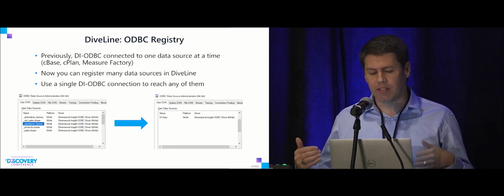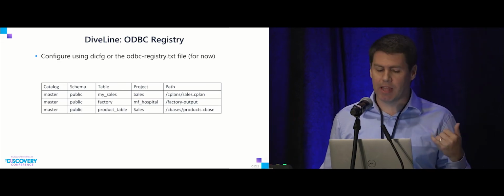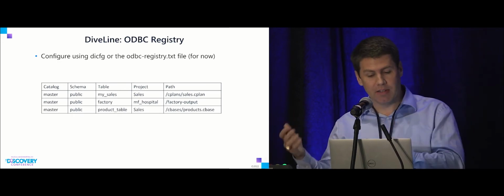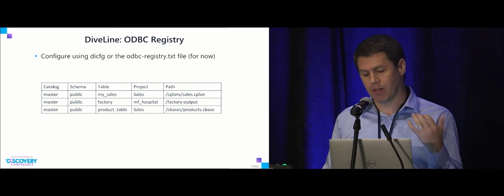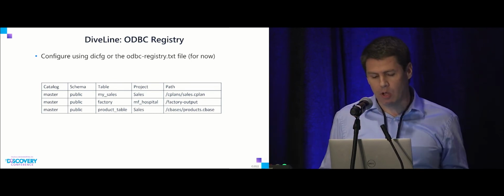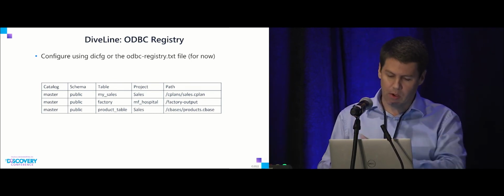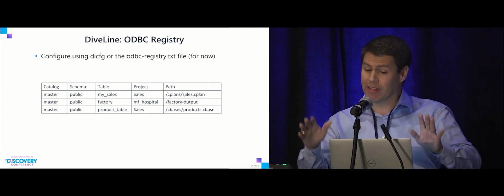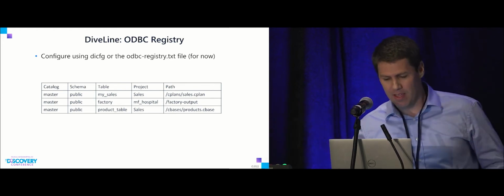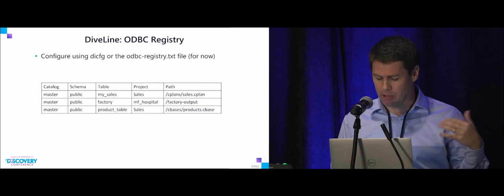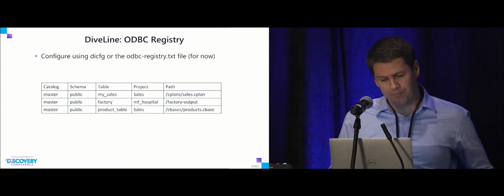And then on the Diveline side, you create a registry. It says, if somebody asks for master public my sales, then give them in project sales the sales C plan. So that's a nice way of having a single DSN and going wherever the administrator has said you can go, right? And so that's going to be handy both for making sure people don't wander and for just ease of use.